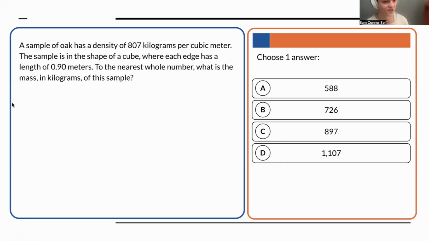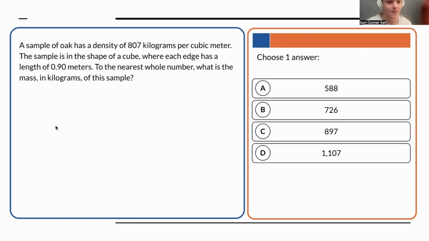Okay. A sample of oak has a density of 807 kilograms per cubic meter. The sample is in the shape of a cube where each edge has a length of 0.9 meters. To the nearest whole number, what is the mass in kilograms of this sample?